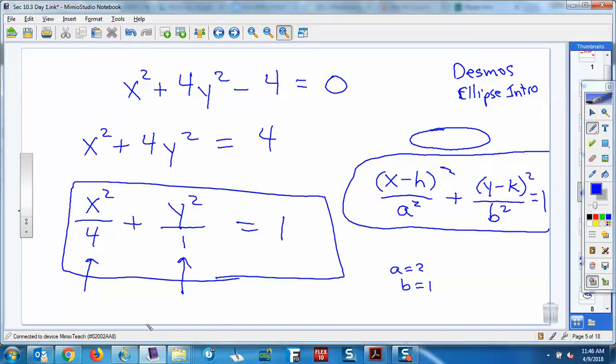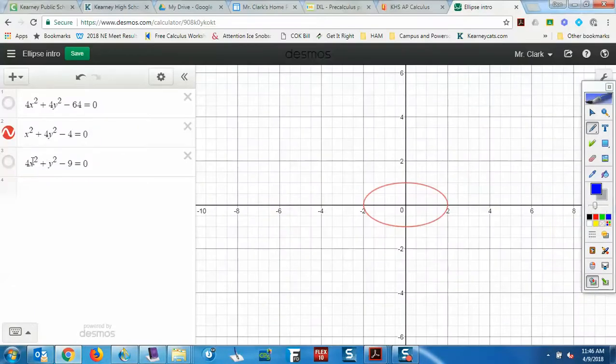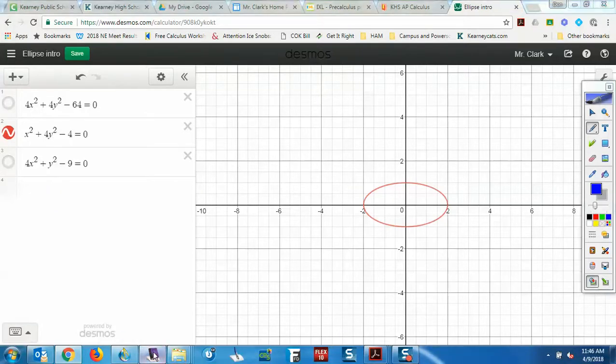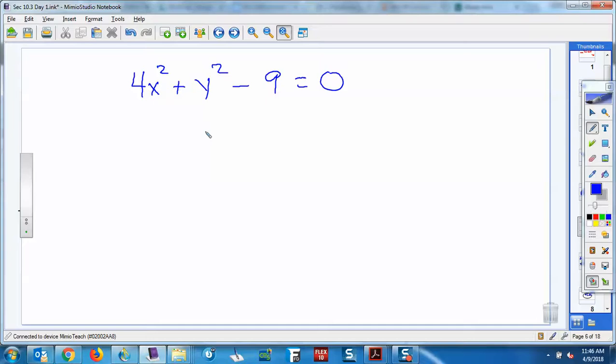Now I've got an example of that here. So here, notice I put the 4 on this one. Now look what would happen if we take this one. We'll look at the picture of it in a minute. Okay, so how are we going to get this one in standard form? We're going to add the 9 over. And then we're going to divide everything by what? 9. That's right. We're going to divide everything by 9.